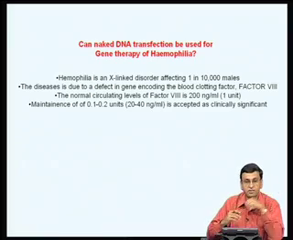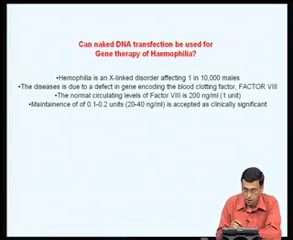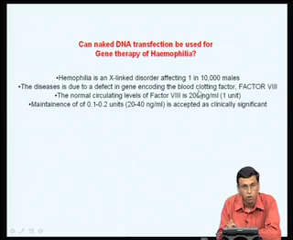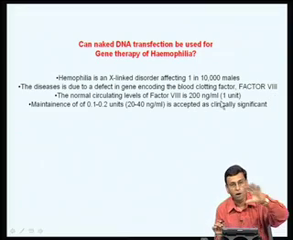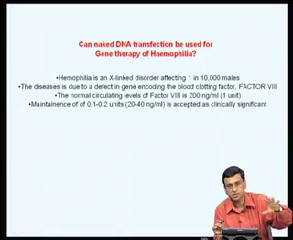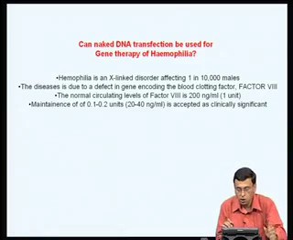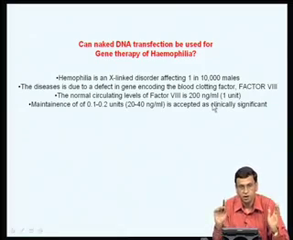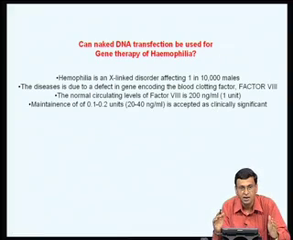The reason why this kind of thing is very attractive is that, as you know, hemophilia is an X-linked disorder affecting 1 in 10,000 males, and this disease is due to a defect in the gene coding for blood clotting factor called factor VIII. Normal circulating levels of factor VIII are about 200 nanograms per ml. So if we are all normal, if we do not have any blood clotting disorders, our blood contains about 200 nanograms per ml of this clotting factor. That is why whenever there is a cut and we bleed, the bleeding stops immediately.